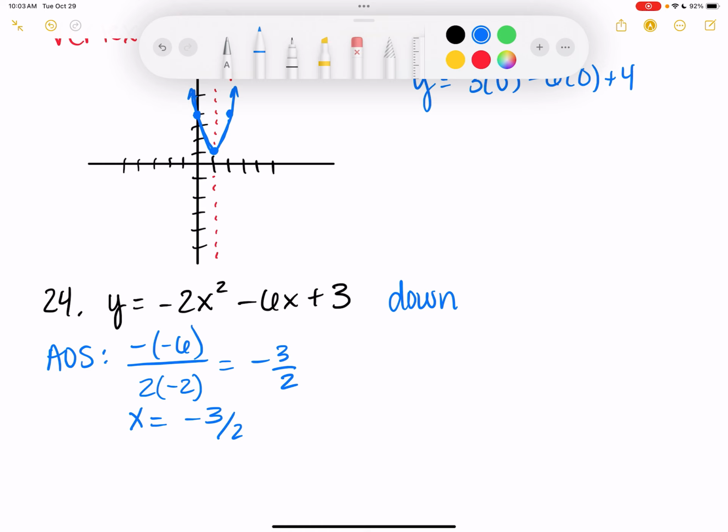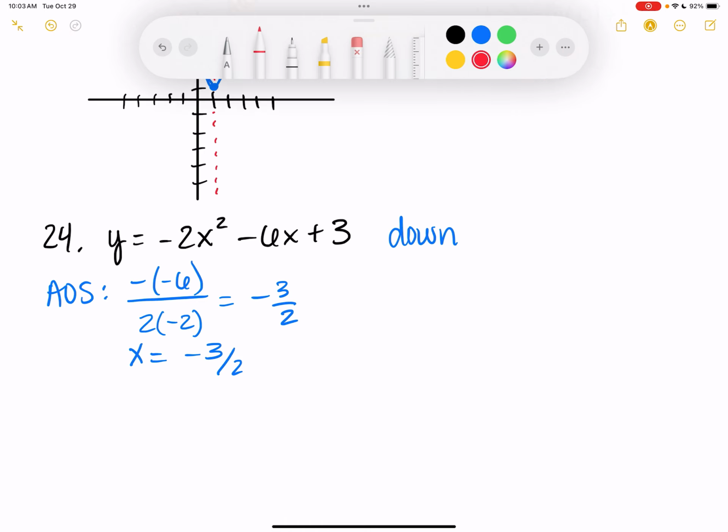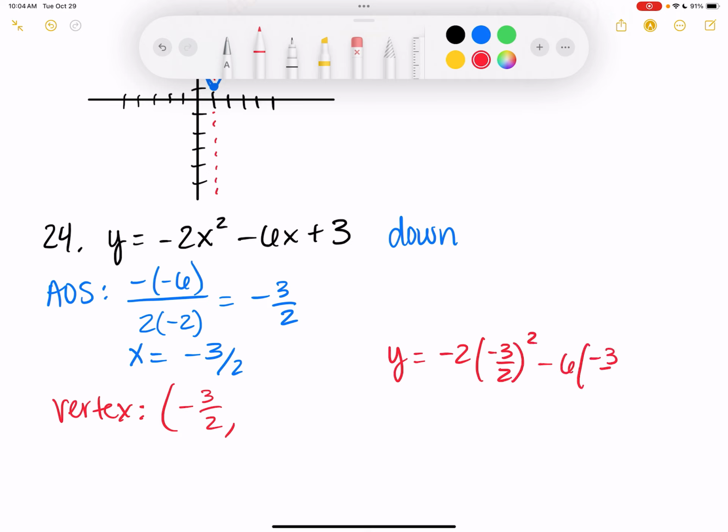So my vertex, I know the x coordinate, I need to find the y. So now we've got negative 2 times negative 3 halves squared minus 6 times negative 3 halves plus 3. Uh-oh. It's okay. You're going to find this happens a lot.